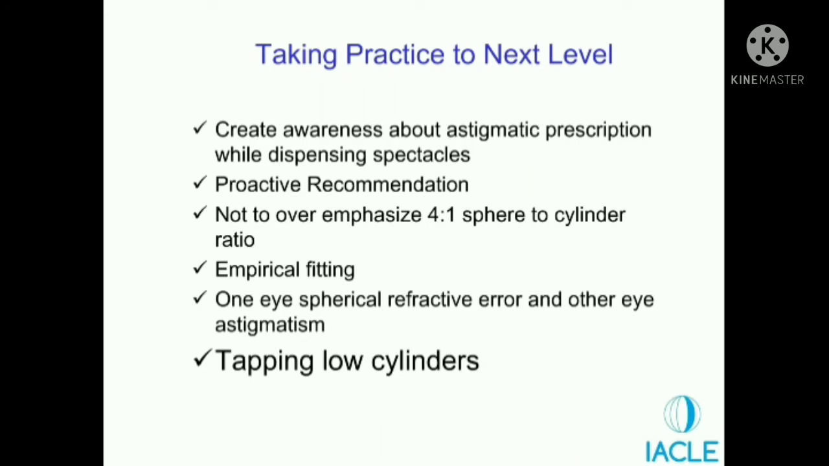Forget the 4:1 cylinder ratio. Even for 0.75 cylinder, you should think of toric lenses first and not spherical equivalent.